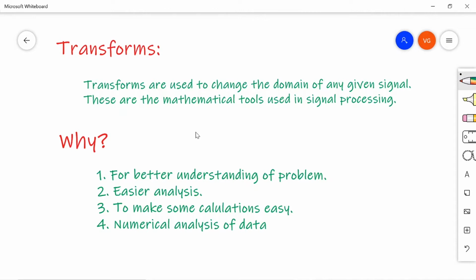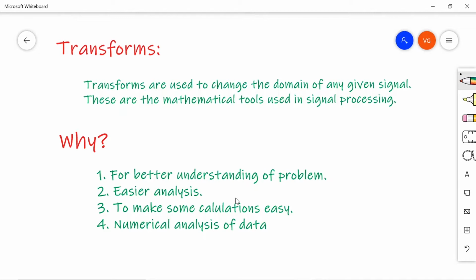But why do you want to change the domain of the signal, that is from time domain to frequency or frequency to time? What is the purpose? These are the advantages of applying transforms on any basic signal. For better understanding of the problem, sometimes the signal may look very clumsy in time domain. If you convert that into frequency domain, it may be better understandable, easier analysis, and to make some calculations easier, numerical analysis of data.